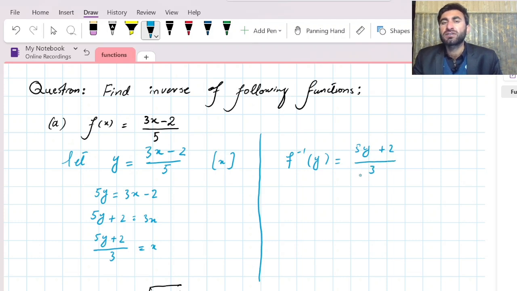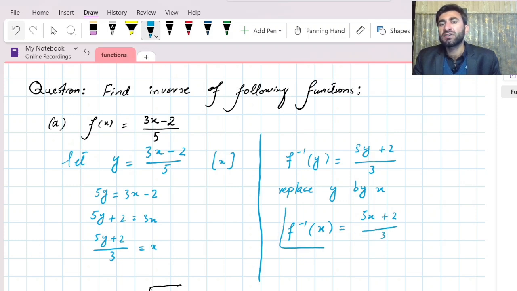We have the inverse of f, but that is in terms of y. We needed it in terms of x because the function was in terms of x. So replace y by x on both sides. So we'll get f inverse of x equals (5x plus 2) divided by 3. So that is the inverse of the function.